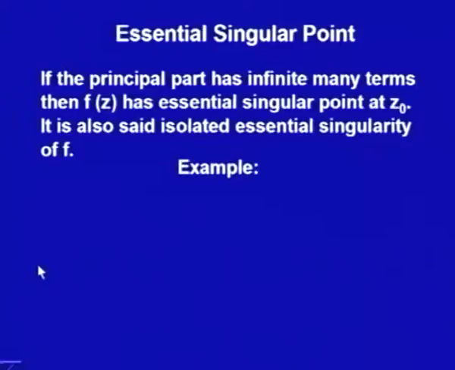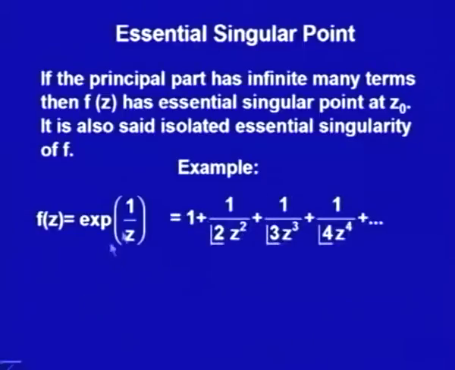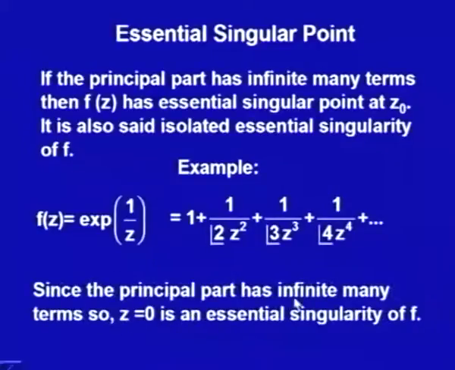Say, for example, if I take the function exponential of 1/z, that is e^(1/z). If I write its Maclaurin expansion, we know it is 1 + 1/(2! z²) + 1/(3! z³) and so on, along with the term 1/z also. Now you see we will have infinitely many terms in this one, which says that at z = 0 it is an essential singularity. So the principal part has infinitely many terms, and z = 0 is an essential singularity of f.